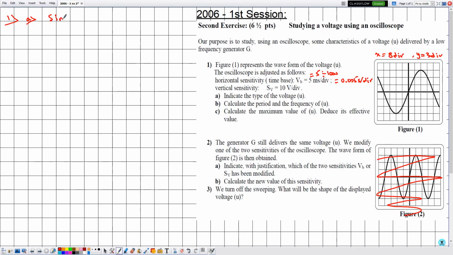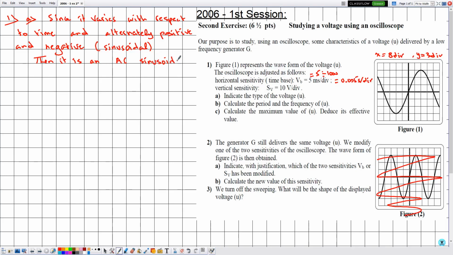Then let's say since it varies with respect to time, and alternately positive and negative. Okay, between the brackets, the shape of this waveform is given by sinusoidal. Then the type of this voltage is given by AC. So let me say then it is an AC sinusoidal voltage source.